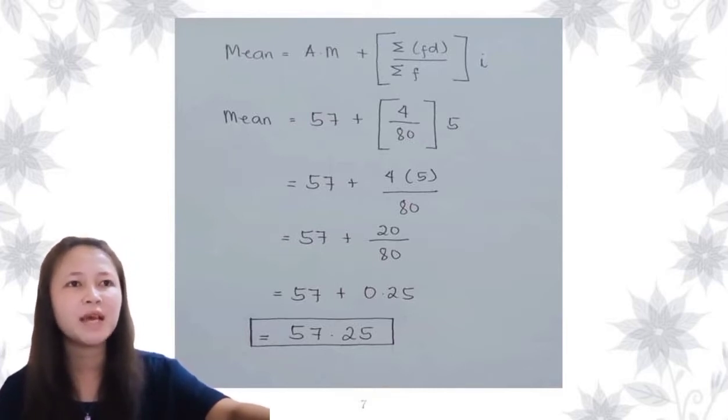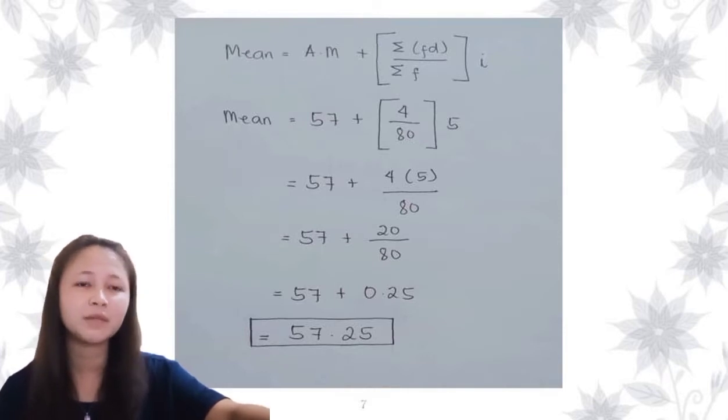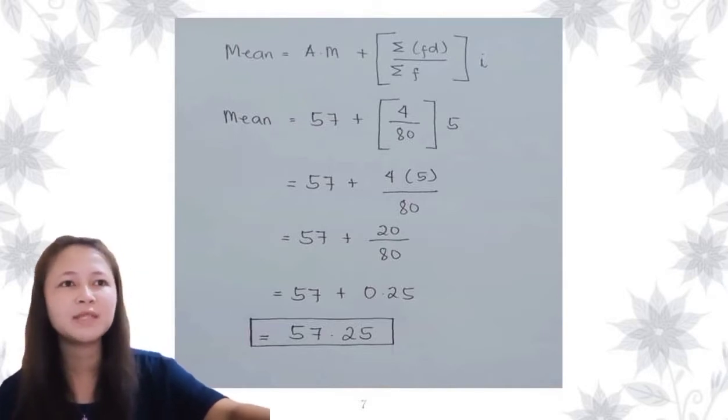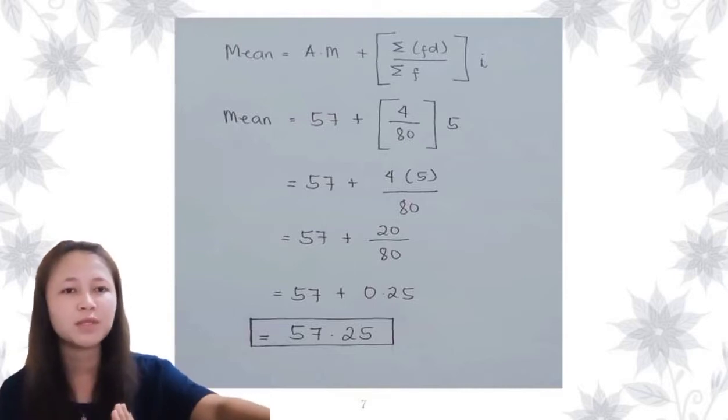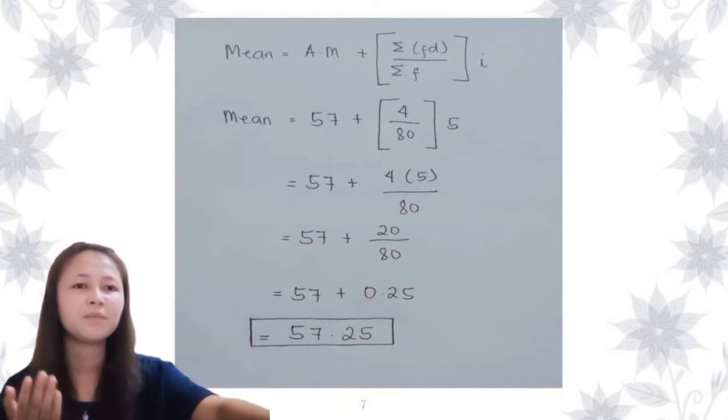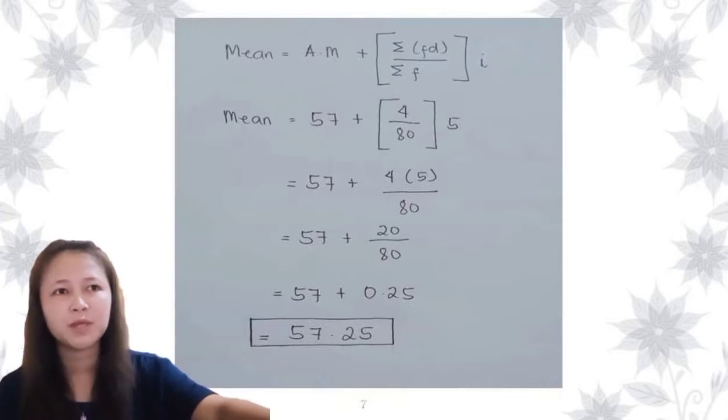So 57 plus 20 divided by 80 is equal to 0.25. So the answer is 57.25. The answer is the same when we use the long method and the coded deviation methods.